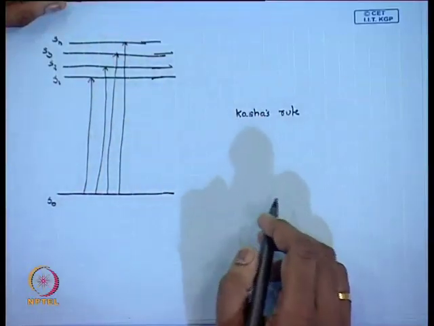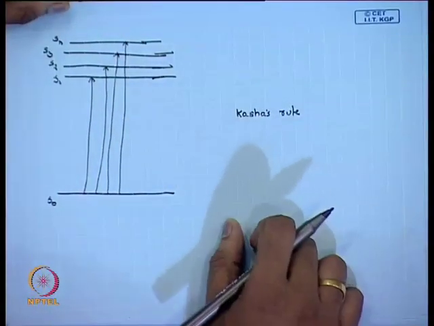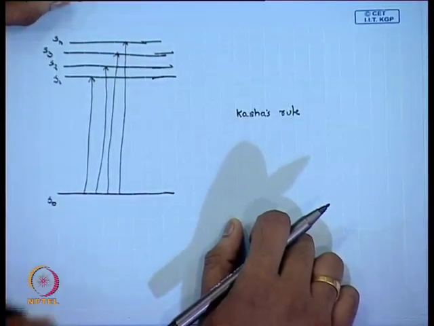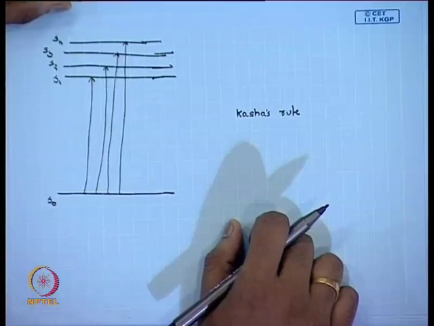Please repeat what the rule is. Your fluorescence is independent of your excited state. It occurs most of the time from your first singlet excited state.